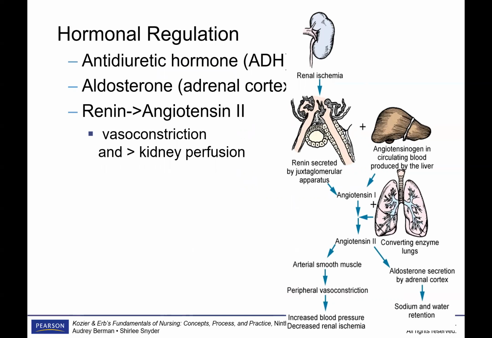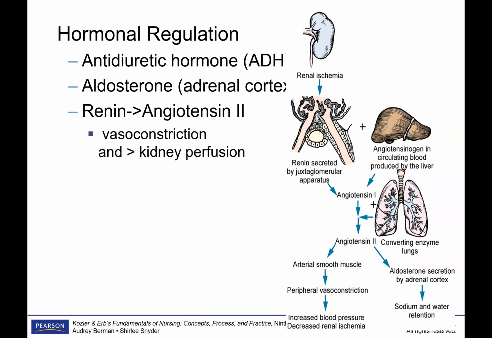So again, as promised, here's the more detailed version. Yes, we have hormonal regulation through ADH, which we just talked about, but here's the aldosterone, the renin, angiotensin 2 system. So when we get that renal ischemia, when there's not as much blood going to the kidney, so if blood pressure is low for some reason, renin is secreted by the juxtaglomerular apparatus, okay?